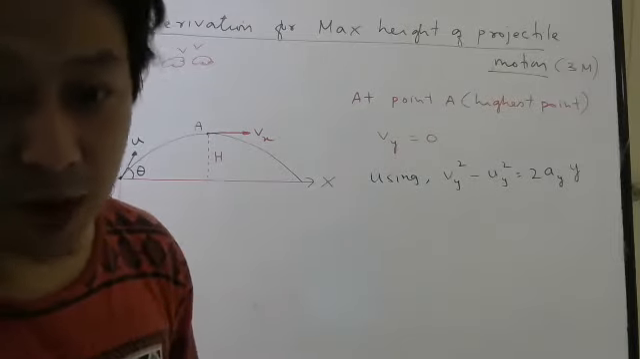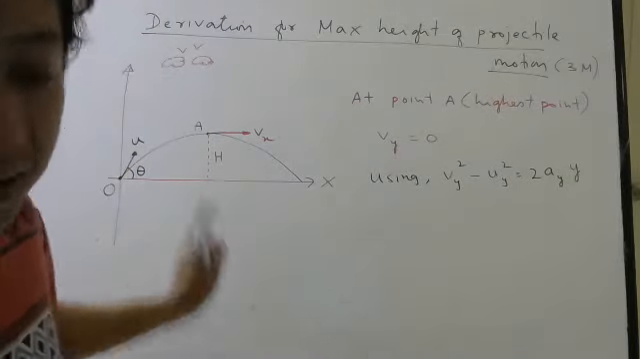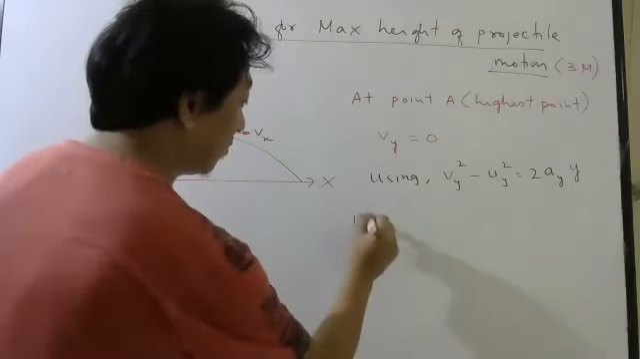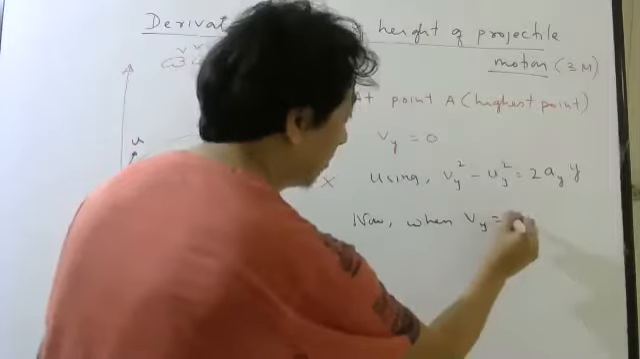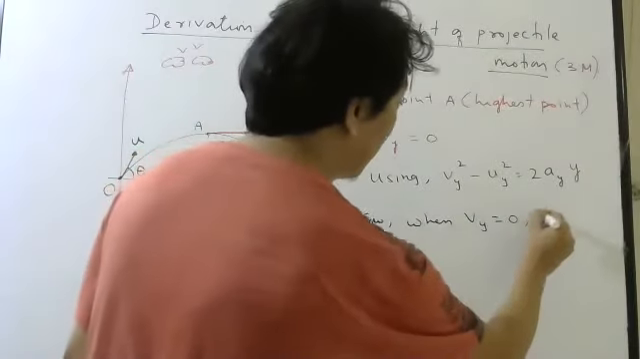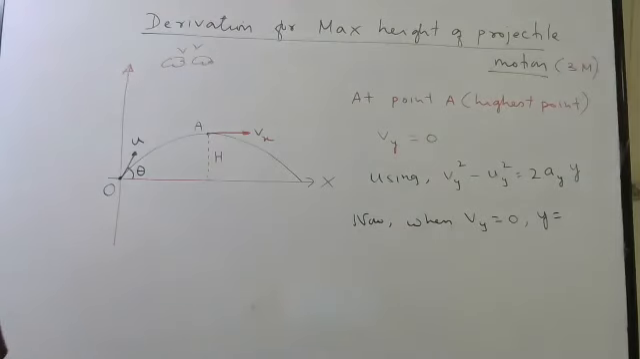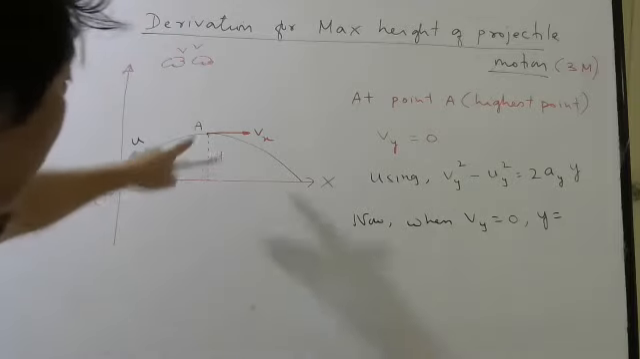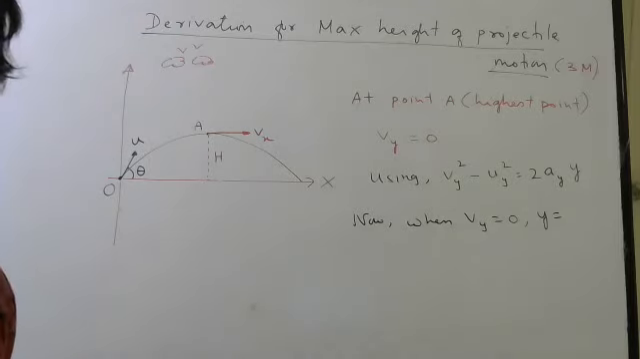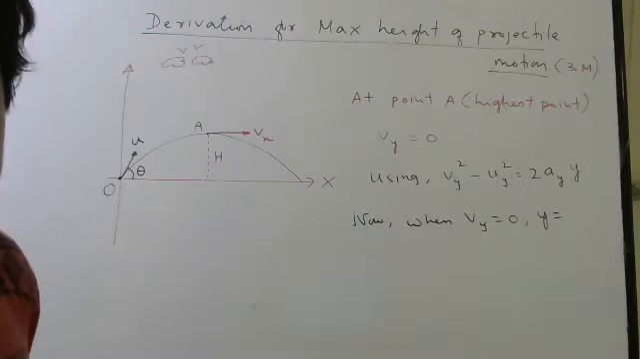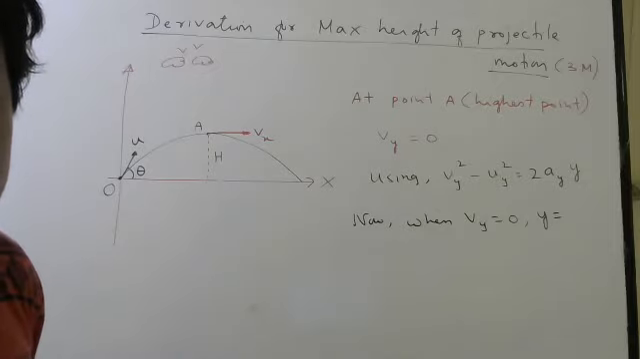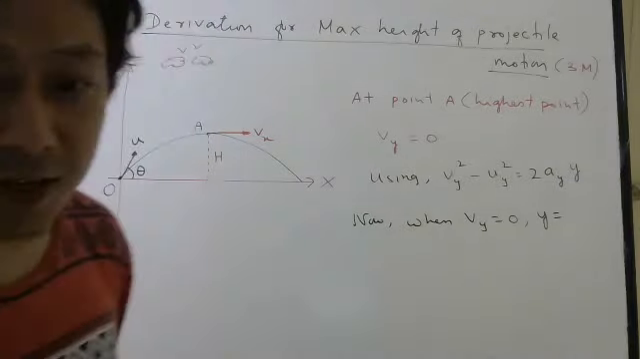Can I? Why? Because it has started from origin. Now, look carefully. When Vy becomes 0, what will your y equal to? In the diagram. When Vy becomes 0, Vy becomes 0 at point A, remember. What happens to y, the y coordinate? No, when Vy is 0, what happens to the y coordinate?